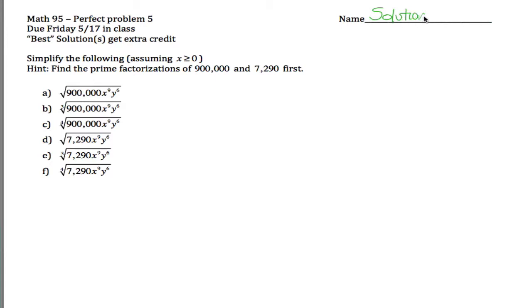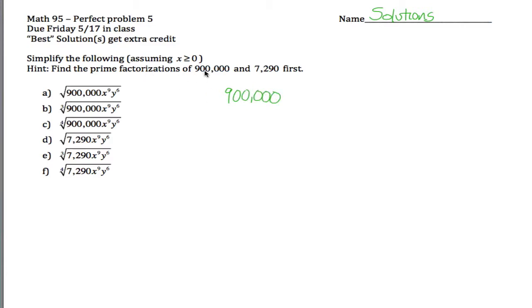All right, here are solutions for perfect problem 5 for Math 95. We're given this thing, 900,000 x to the ninth y to the sixth, and then some other things, 7,290 x to the ninth y to the sixth. And basically asked to simplify that thing, if it's the square root of it, the cubed root of it, or the fourth root of it. So I even wrote up here a little hint on how to get started on these. I think it'll help to figure out the prime factorizations of these numbers. So let's do that first.